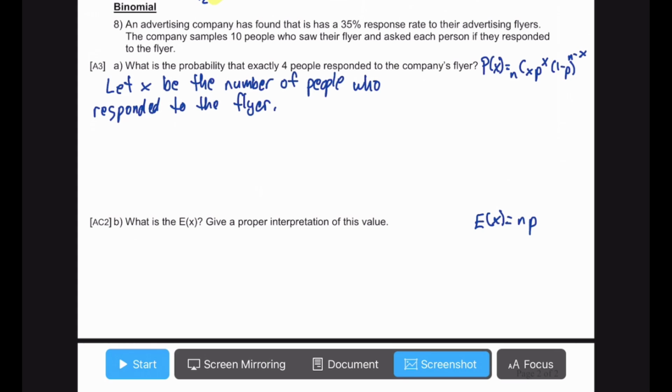And in this case, we are asked to find what is the probability that exactly 4 people responded to the company's flyer. And so we're finding the probability when X is equal to 4. We have 10 trials here, 10 people that are being asked, and these are independent trials. The response of one person does not affect the other. These are all totally independent individuals. We're testing for X equals 4, so we're looking for 4 successes. The probability of success is given right here in the question, 35% response rate, so p is equal to 0.35. And q, which is our failure rate, is equal to 1 minus our success rate, and so that's going to be equal to 0.65.